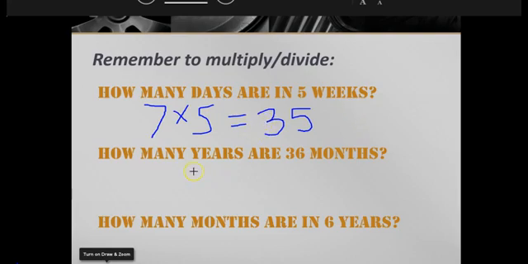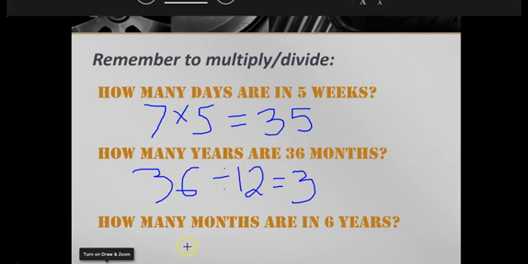Well, how many years are in 36 months? Well, I know that 36 months divided by 12, since there's 12 months in 1 year. So 36 divided by 12, and that's 3 years. There's 3 years. 36 months is 3 years.